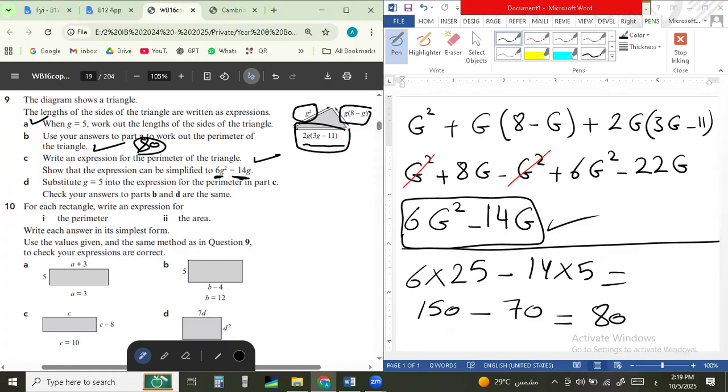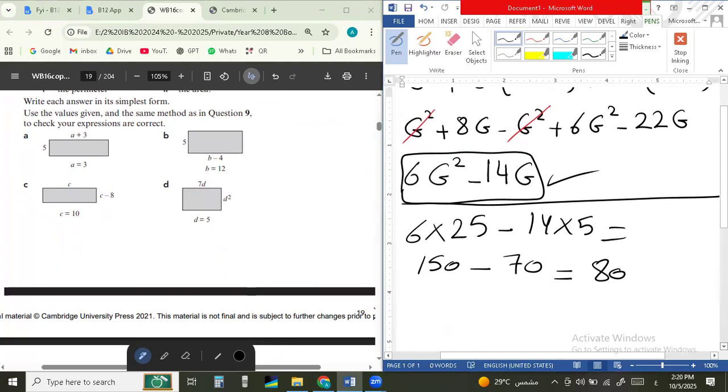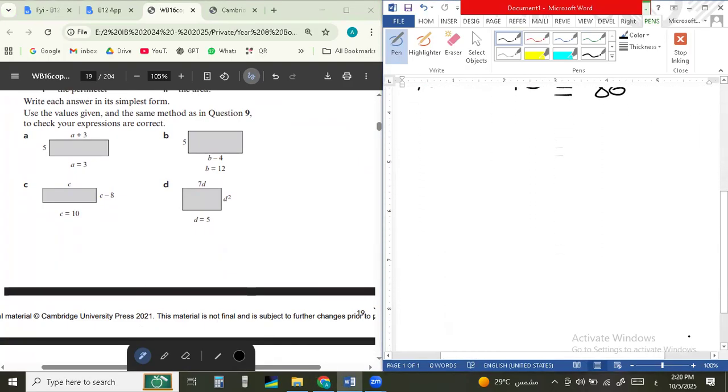All right, let's continue here with the next question. For each rectangle, write an expression for the perimeter and the area. Write each answer in its simplest form. Use the values given and the same method as in question 9. Let's try this here. They want you here to find an expression for the perimeter and for the area.